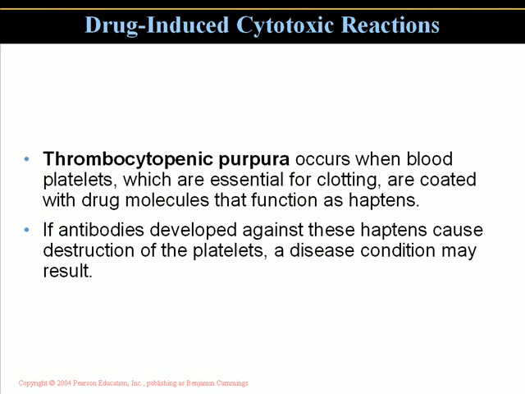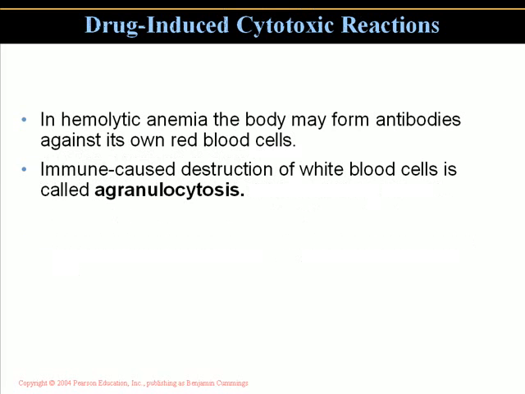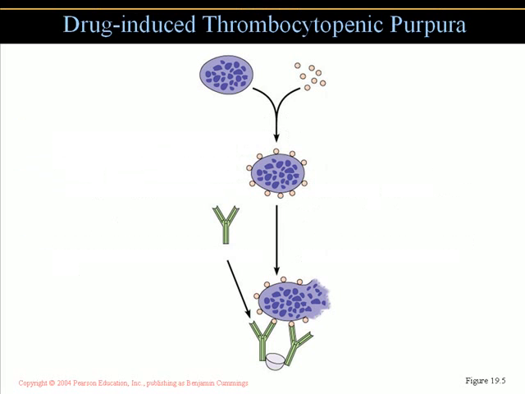There's another condition referred to as thrombocytopenic purpura. This occurs when blood platelets, which are essential for clotting, are coated with drug molecules that function as a hapten. If antibodies develop against these haptens, it causes destruction of platelets, and a disease condition may result. In hemolytic anemia, the body may form antibodies against its own red blood cells. Immune-caused destruction of white blood cells is referred to as agranulocytosis.